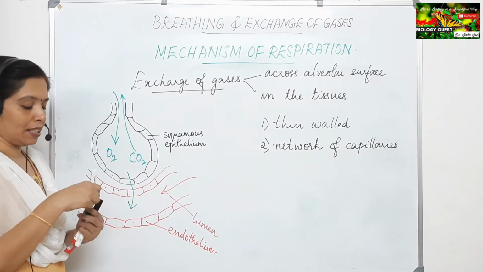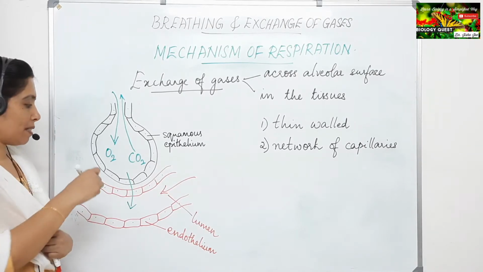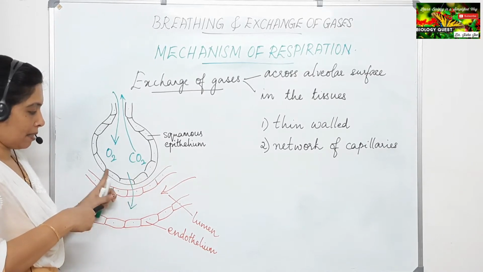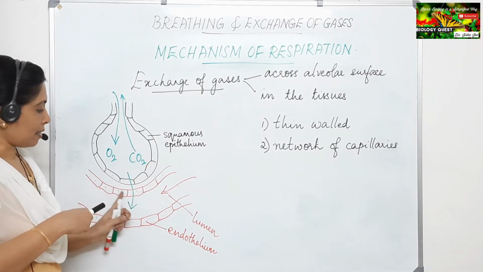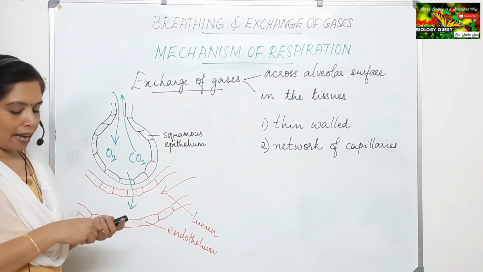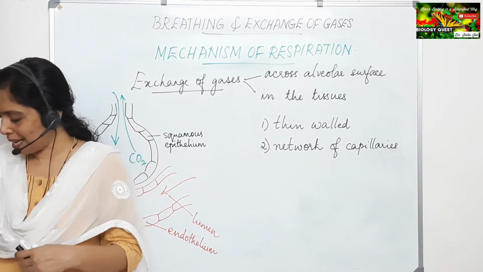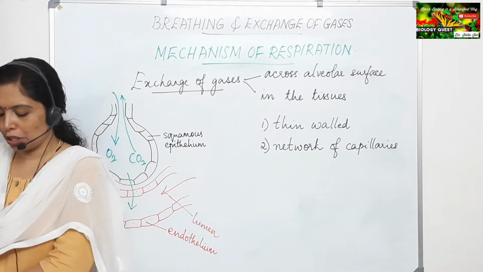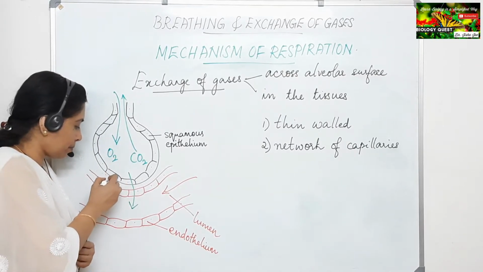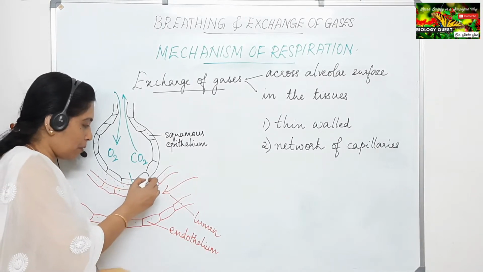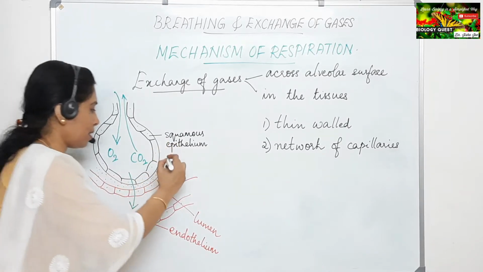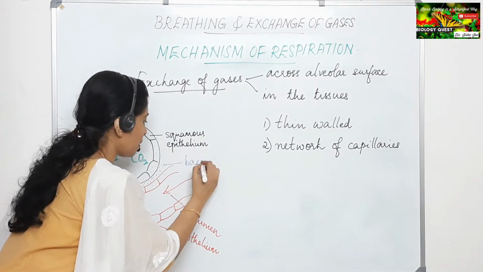So here the diffusion membrane involves 3 layers. One is the alveolar membrane, as you can see, that is the alveolar membrane. The second is the capillary wall, 1 cell thick capillary wall, and the third region is a basement substance that is present between the alveolar layer and the endothelium of the capillary, which I have marked in blue. That is the basement substance.